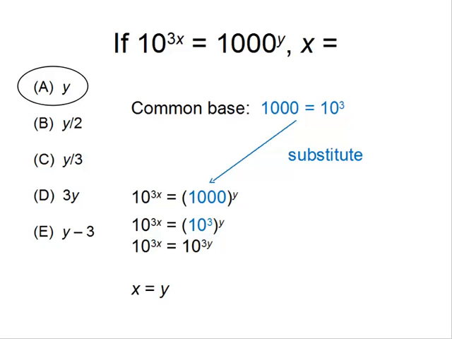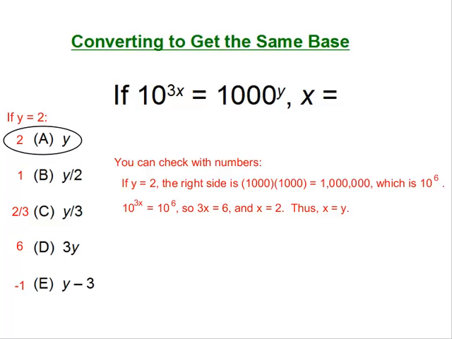And sub it in. And power to a power means you multiply the 3 and the y. And you're at that same point where you have the same base on both sides. Just set the exponents equal. If 3x equals 3y, x and y must equal each other. And because this is a variables in the answer choice problem, we could have taken the approach of picking numbers.